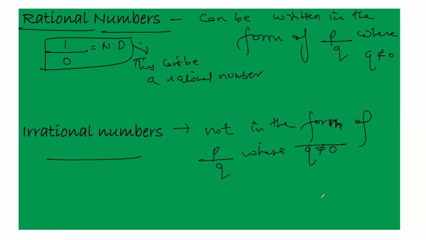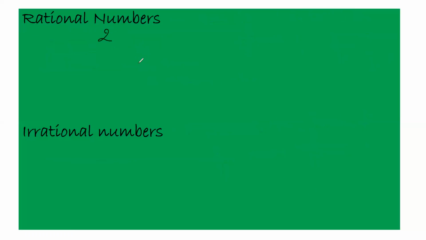Suppose, for example, I'm saying 2. 2 is a rational number. Why? Because we can write 2 as 2 by 1. If I write 2 as 2 by 1, there is no change in the number, because if you have 1 as a denominator, that can't have any effect on the numerator. So this is a rational number. If I'm saying 3, also a rational number, because we can write 3 as 3 by 1. Now 1 upon 2, yes, it is a rational number.